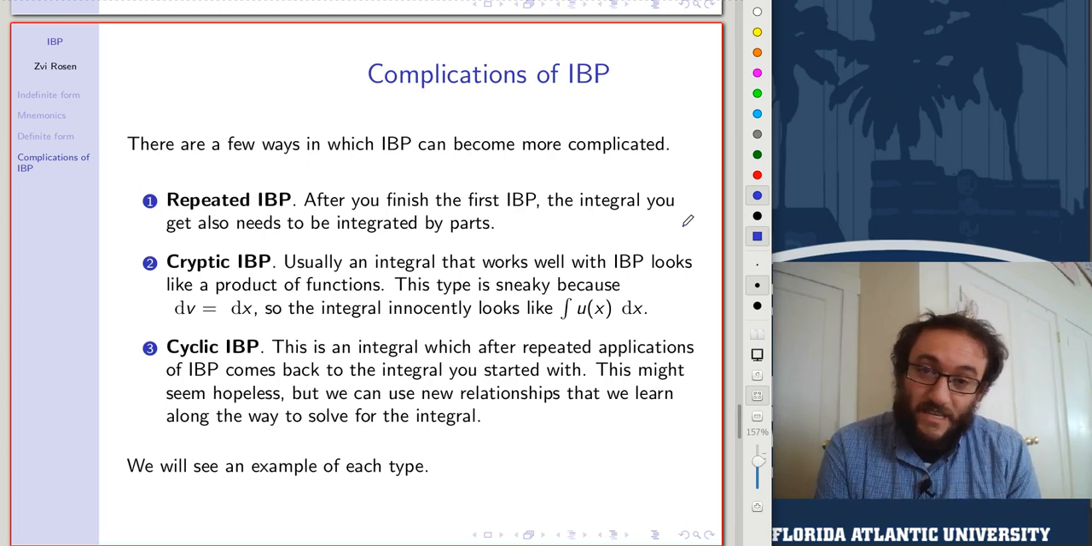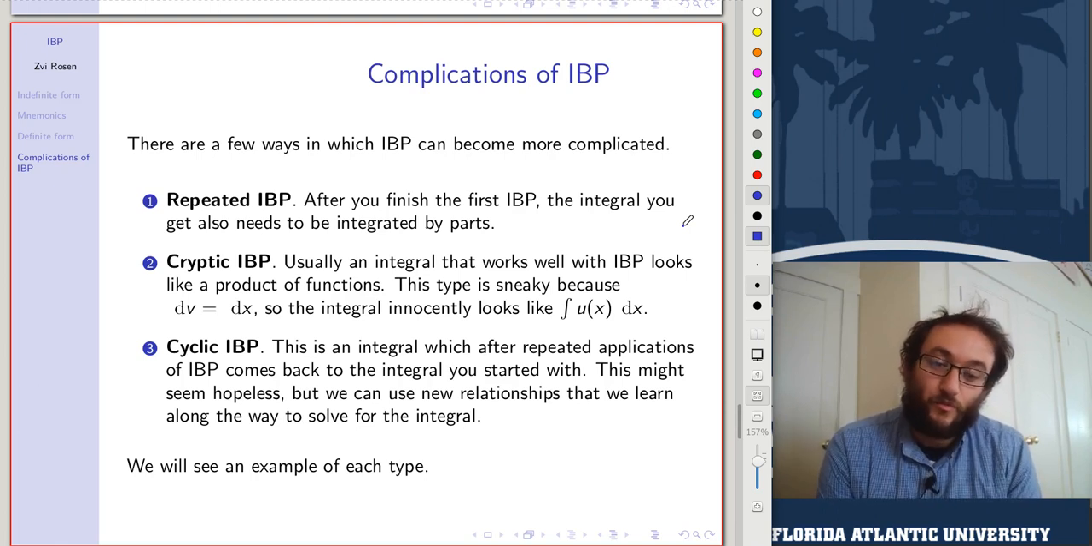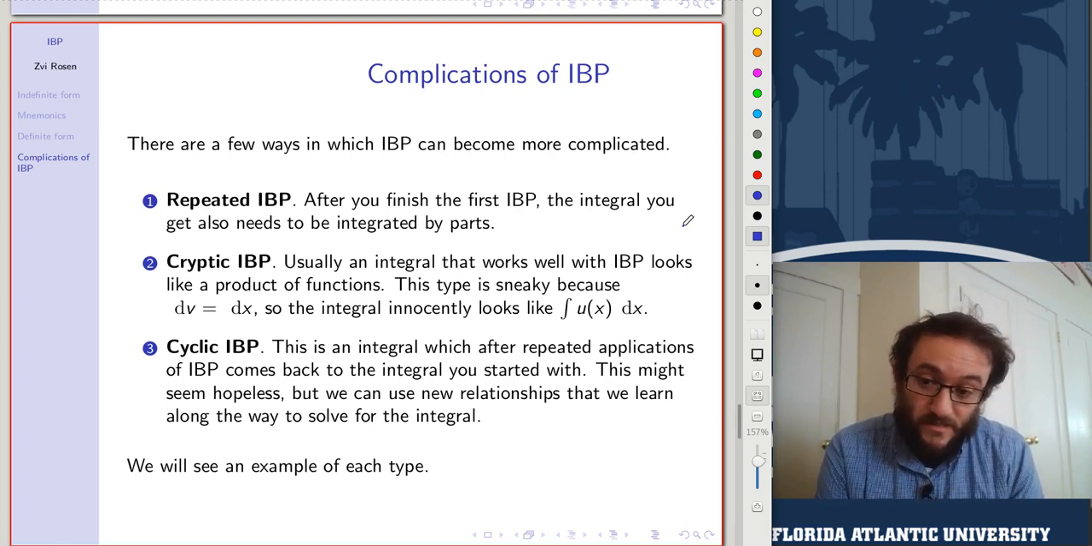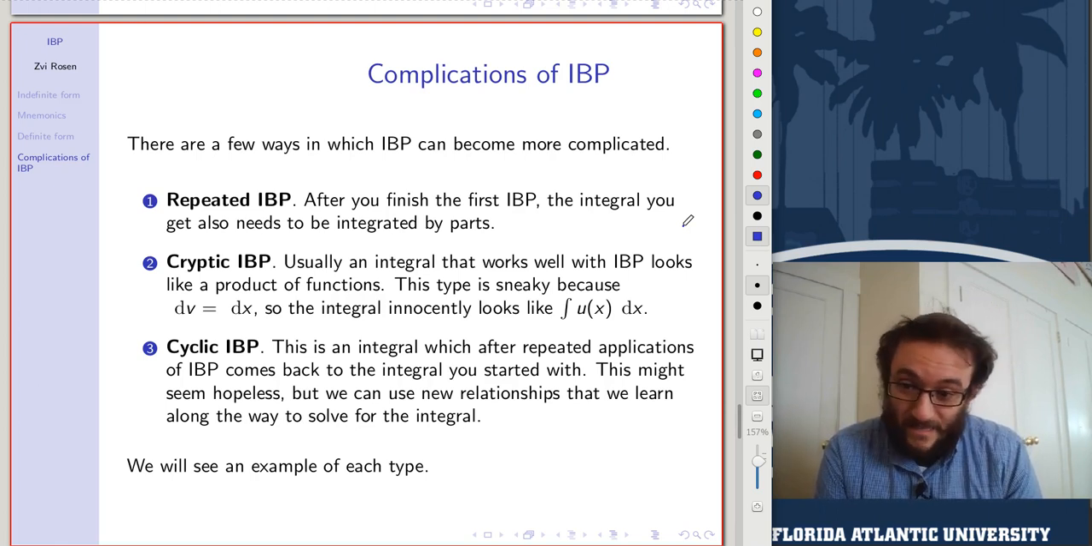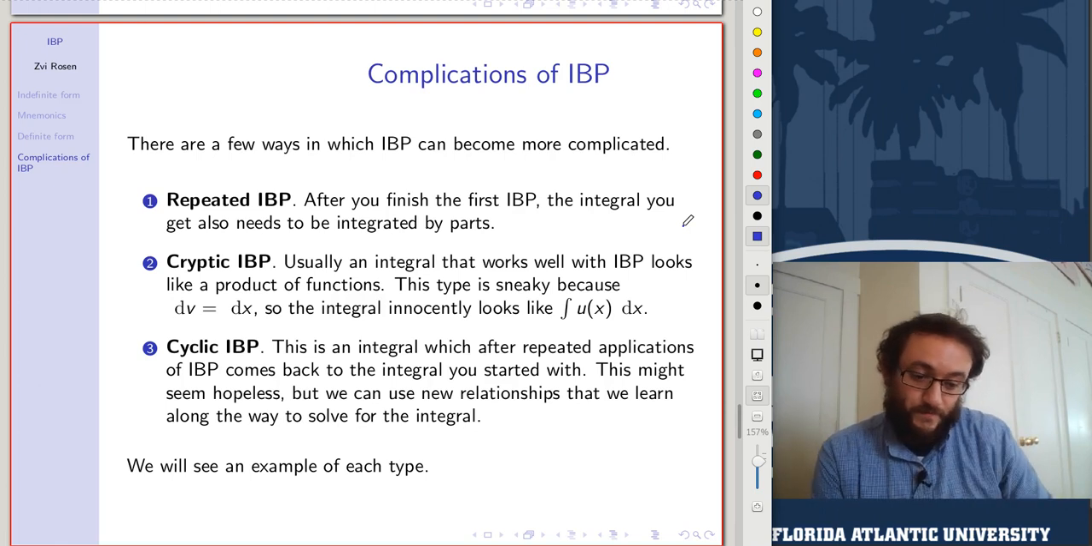The third type is a cyclic integration by parts problem. These are more unusual. This is an integral where after you repeatedly do integration by parts, you get back to the integral you started with, which might seem hopeless, but you can use the new relationships that you learn along the way to solve for the integral. Okay, now we'll do an example of each type.